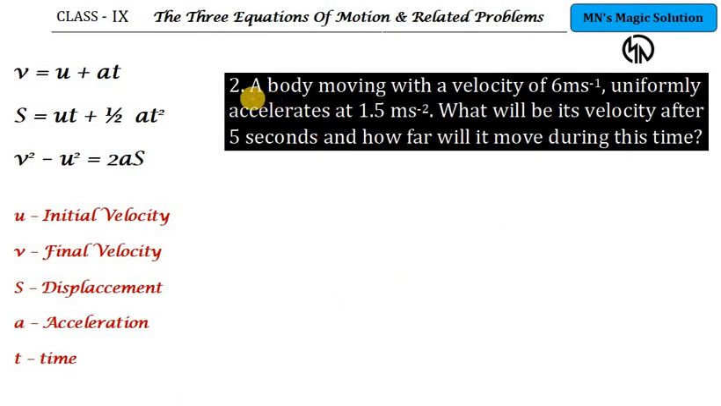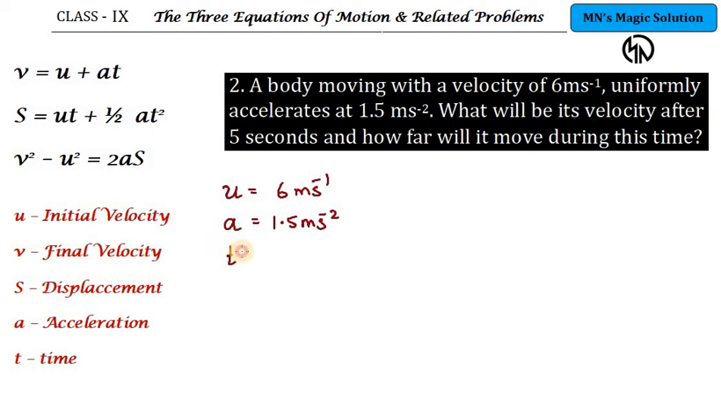This is question number 2. A body moving with velocity of 6 meter per second uniformly accelerates at 1.5 meter per second square. So the body is initially moving with 6 meter per second, so I can take it as u is equal to 6 meter per second. It accelerates at 1.5 meter per second square, so acceleration is 1.5 meter per second square. What will be its velocity after 5 seconds?